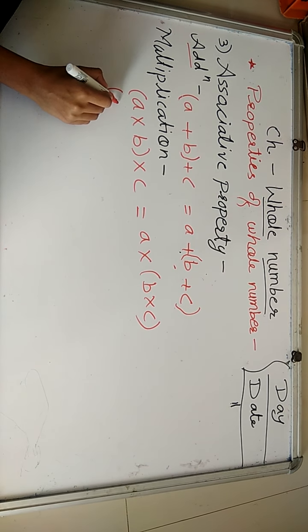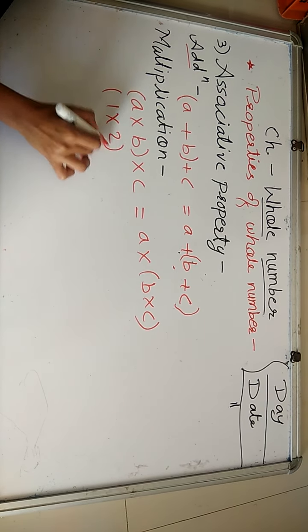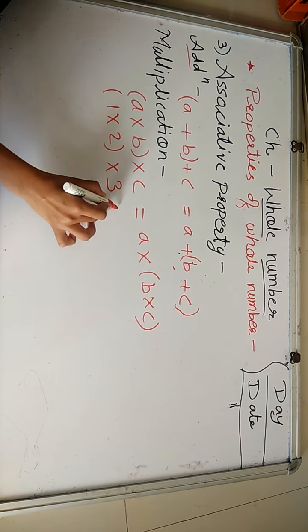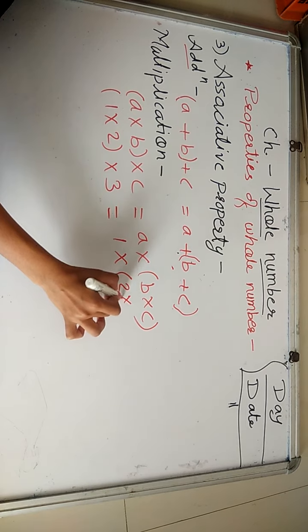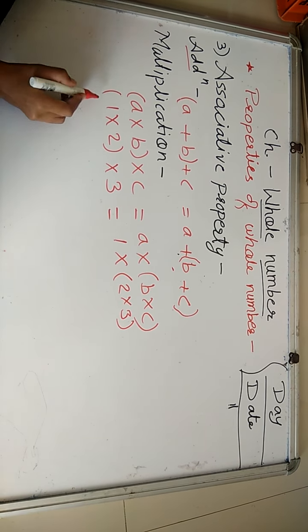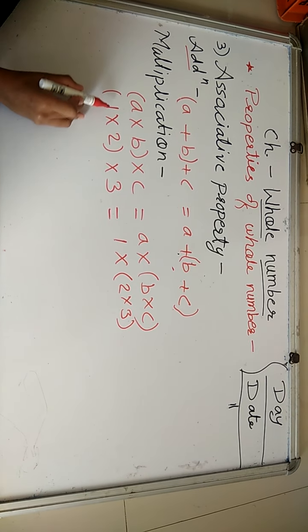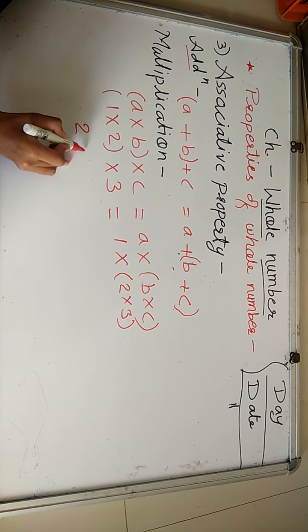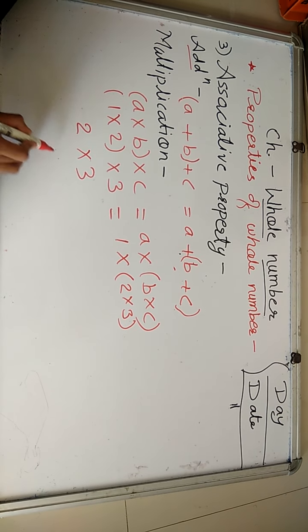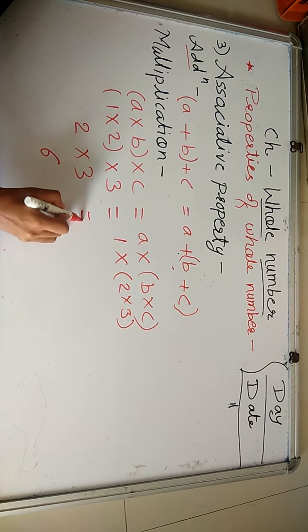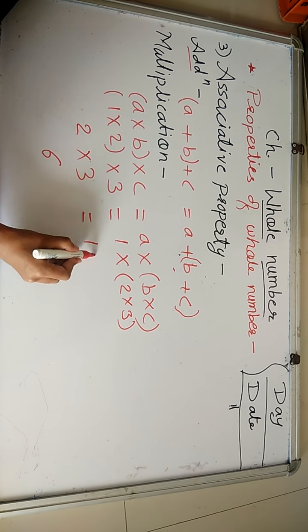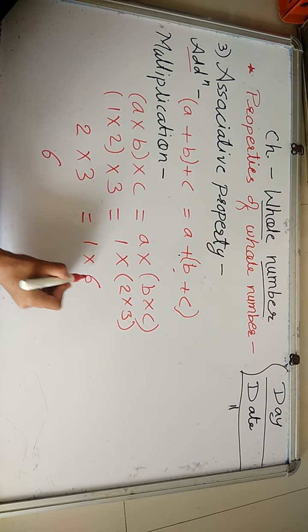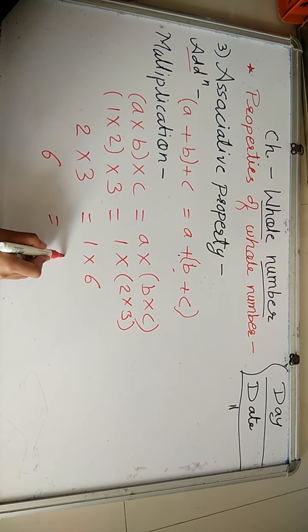Let's take an example. 1 multiplied by 2 multiplied by 3. Now here we will multiply the first two numbers. 1 2s are 2, into 3. 3 2s are 6. Next we will multiply the last two numbers first. Write this 1 as it is, multiply. 2 3s are 6. Now 6 1s are 6.